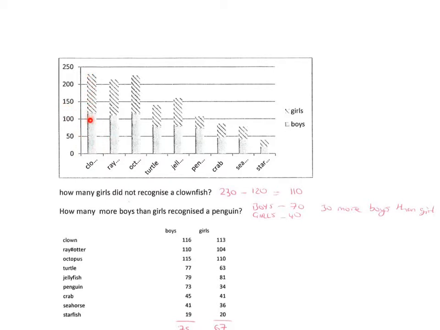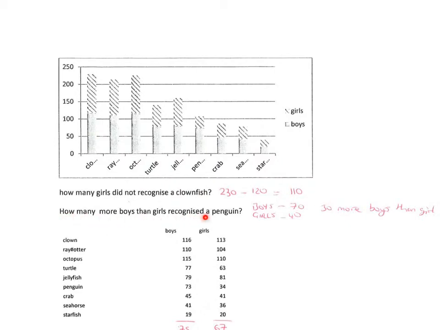For girls, it's from there to there. So you can see what I've done. The top of the bar is 230, the bottom of the girls' bar is 120. So the gap, the difference between them, is take them away from each other, giving an answer of 110.